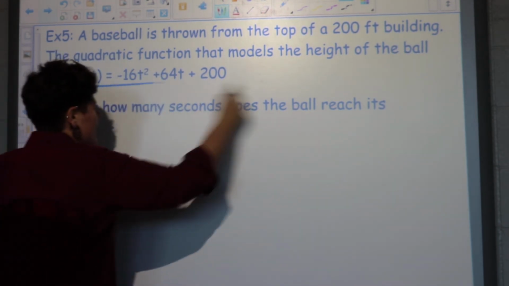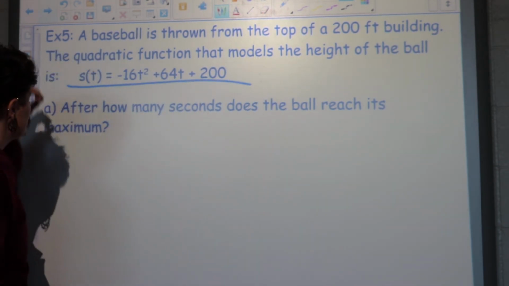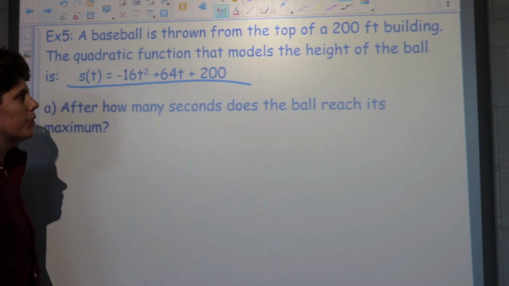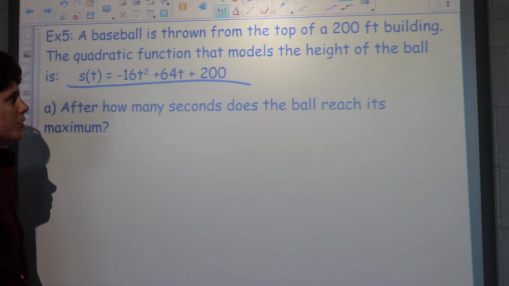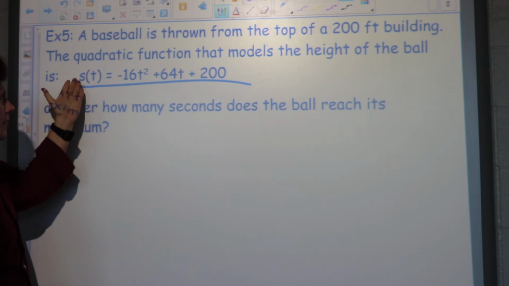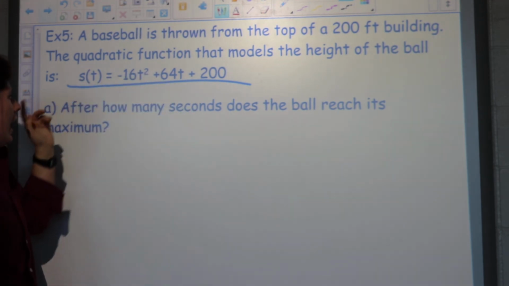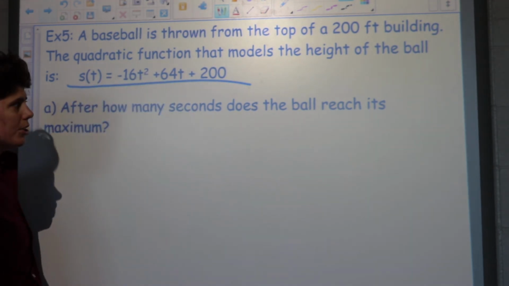They're nice. They gave you an equation. It says, a baseball is thrown from the top of a 200-foot building. The quadratic function that models the height of the ball is S of t equals blah, blah, blah. After how many seconds does the ball reach its maximum?